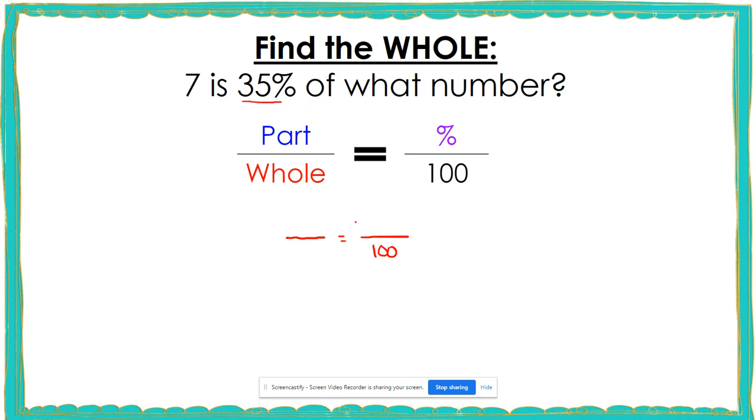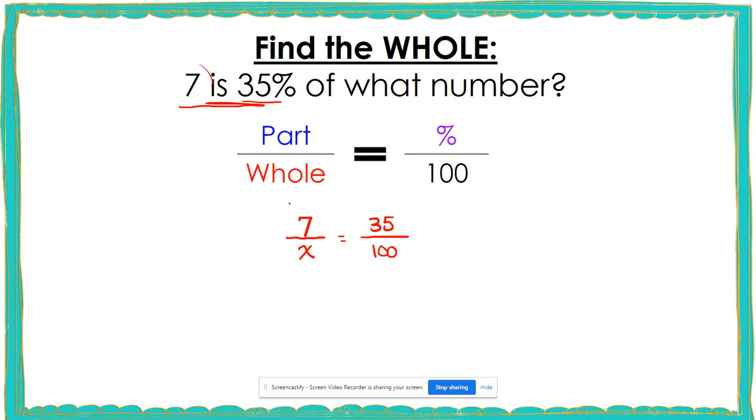Well, I know 35 is my percent, so that will go above my 100. And then it says 7 is 35%. If I know that 7 is equal to 35%, then 7 is going to go right here with 35%. 7 is going to be my part. What I'm looking for is what was the whole that 7 was a part of.